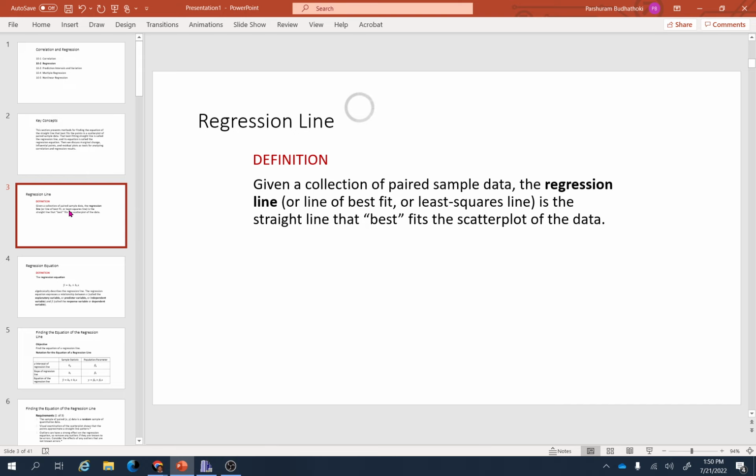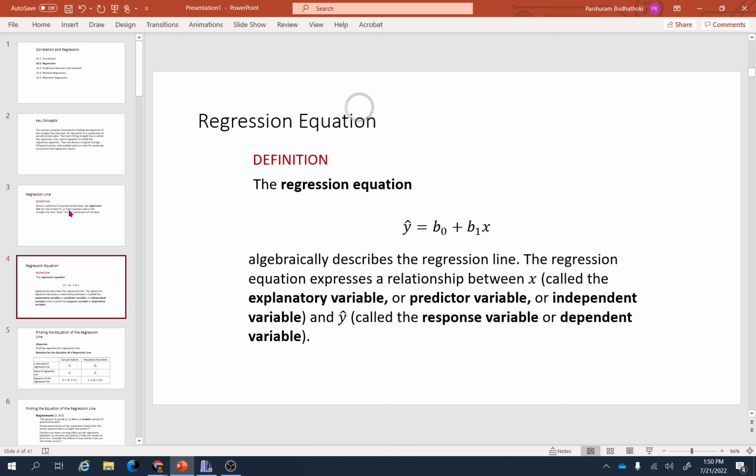and if they are linearly correlated, if there is a linear regression, then how do you find the equation of the line? Linear means it's a straight line, so we need to find the equation of the line. That's called the regression equation. Here, as you can see, y cap equals b0 plus b1x, it's basically a relation between x and y. We want to find out this relation, and that can be done if you have a set of data sets.